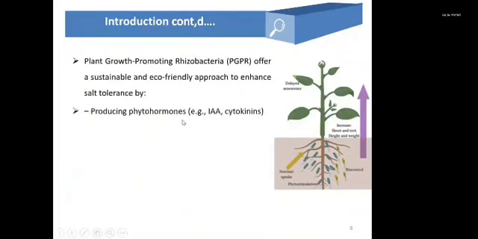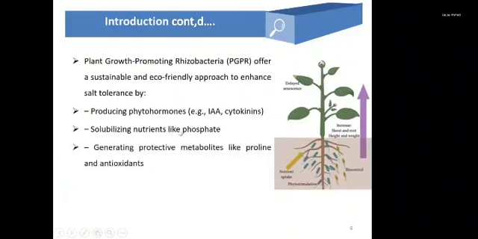Plant growth promoting bacteria offer a sustainable and eco-friendly approach to enhance salt tolerance. They produce phytohormones that are necessary for plant growth and development, like indole acetic acid and cytokinins, which are important plant hormones. They also solubilize nutrients like phosphate for the plants, and generate protective metabolites like proline and antioxidants.